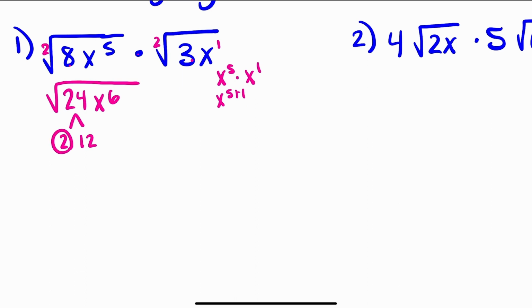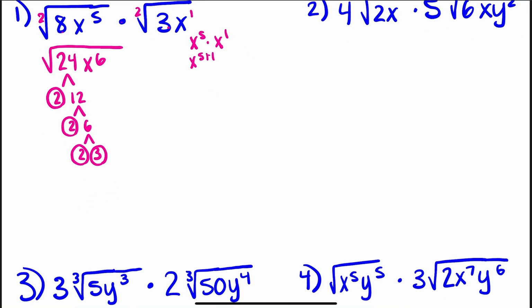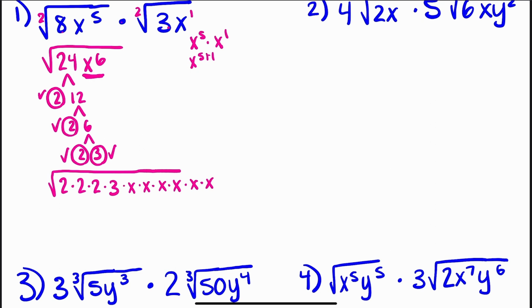2 is factored all the way. 2 numbers that multiply to be 12 are 2 and 6. That's factored all the way. 2 numbers that multiply to be 6 are 2 and 3. And those numbers are factored all the way. So I'm going to write this under my radical. The prime factorization is 2 times 2 times 2 times 3. And then we have 6 x's: 1, 2, 3, 4, 5, 6. Okay, that's not necessary to write out every time. I just think it's helpful.